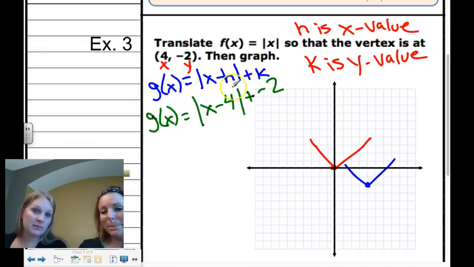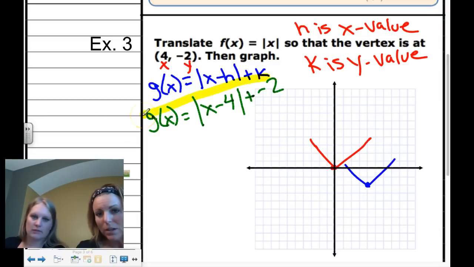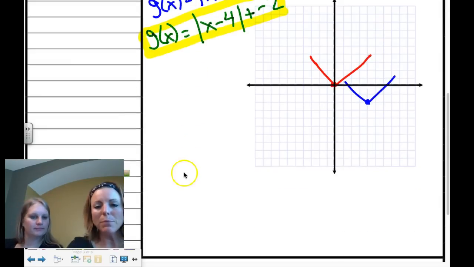We'll give you this and we'll ask you what the new vertex is. Based on these numbers, you're going to have to know, oh, this is opposite, so it's really a positive 4. Here's our negative 2. Or if this would have been minus, you need to know that it's negative 2. So when it says translate, translate means you're writing a rule. So here is our new rule, and then we graphed it. That's example 3.